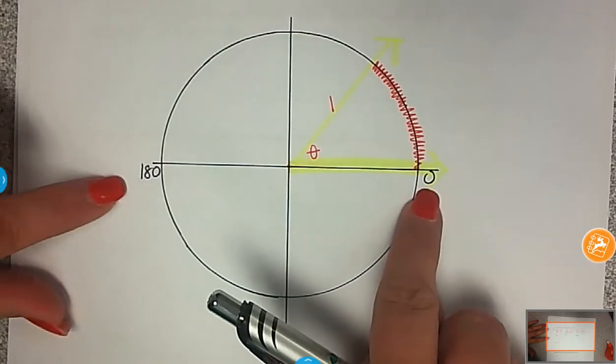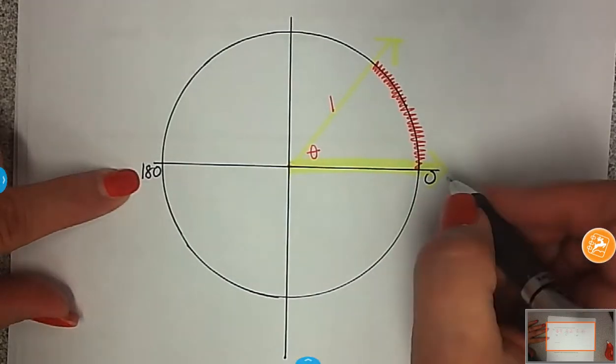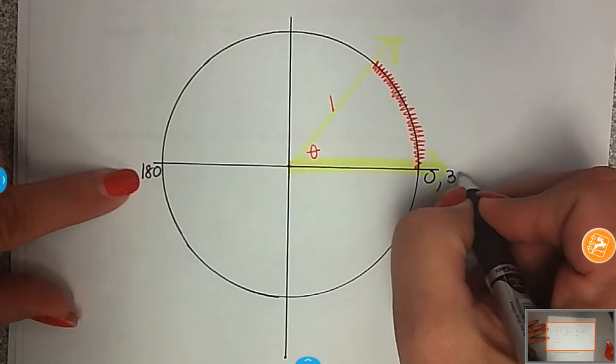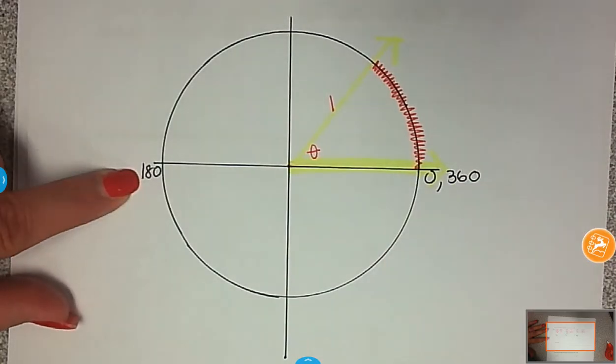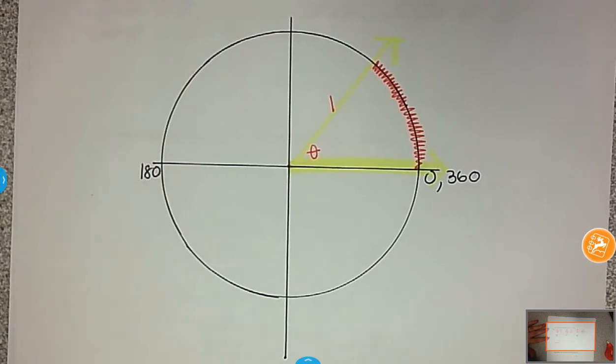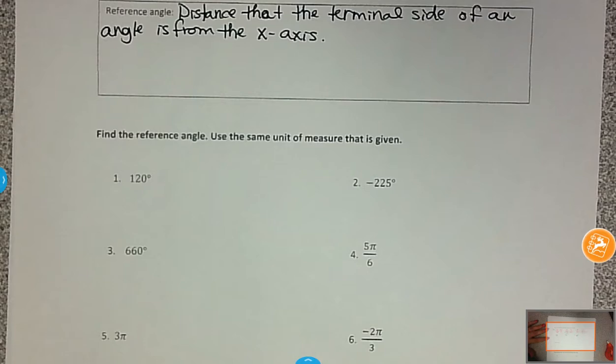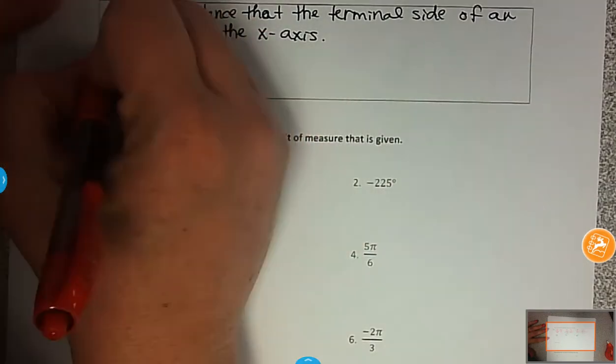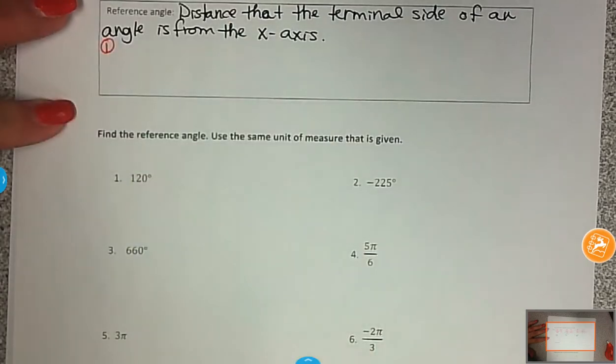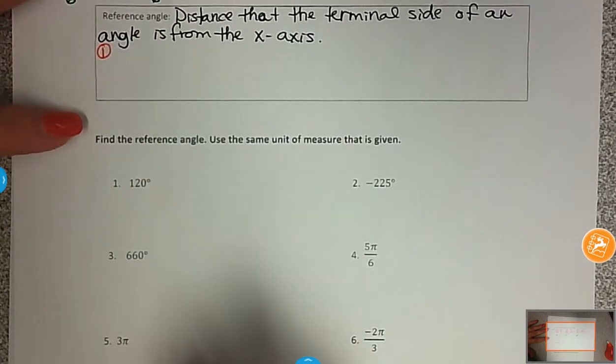Basically, what I'm looking for is how far that terminal side of my angle is from 0 or 180. You could even take a look at how far it is from 360 degrees, because that is also on the x-axis. So here's what you've got to do before you can do anything else. First, you have to make sure that you have an angle that's between 0 and 360.